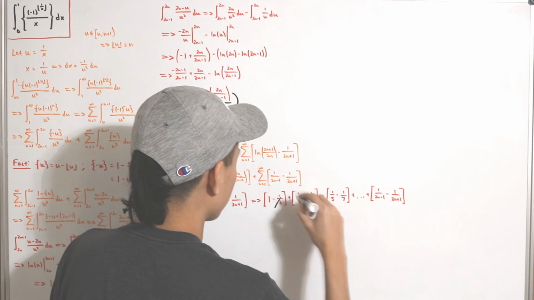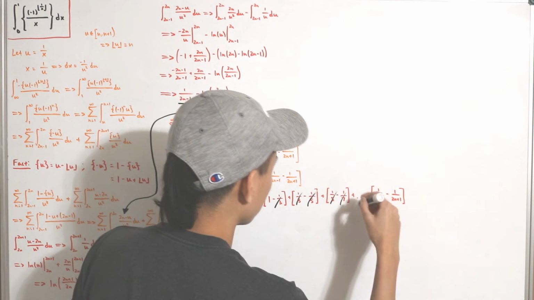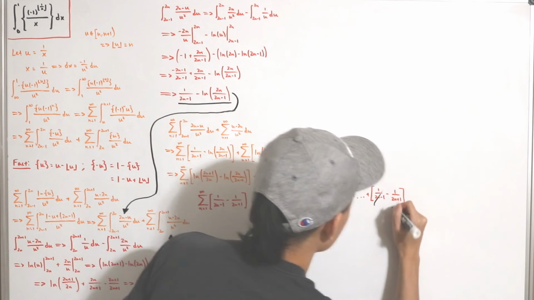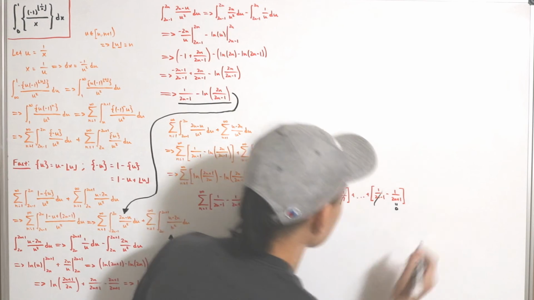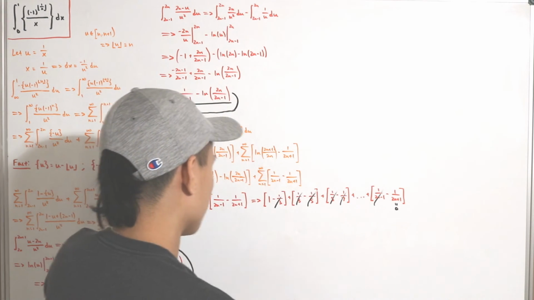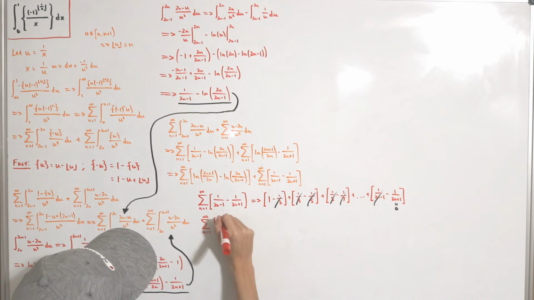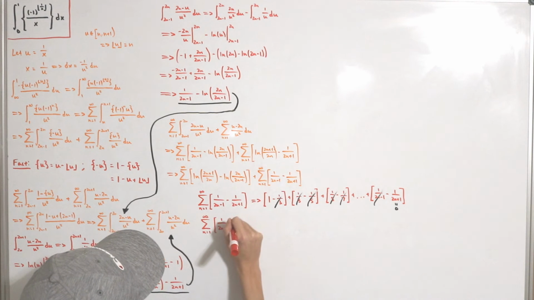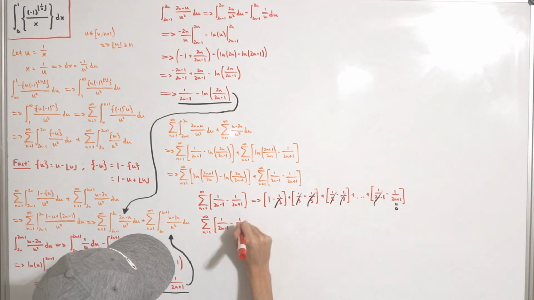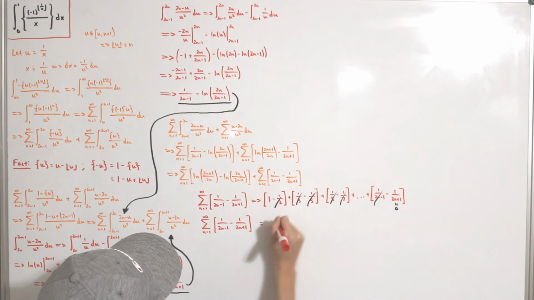So let me mark this up. This cancels, cancels, cancels, cancels, all the way so forth. And then over here, this is just going to equal 0. So therefore, this series actually is just going to equal 1. 1 over 2n minus 1, then minus 1 divided by 2n plus 1, is just going to equal 1.